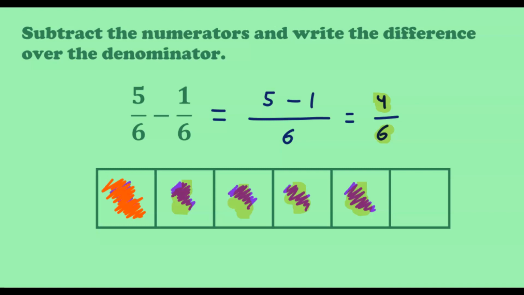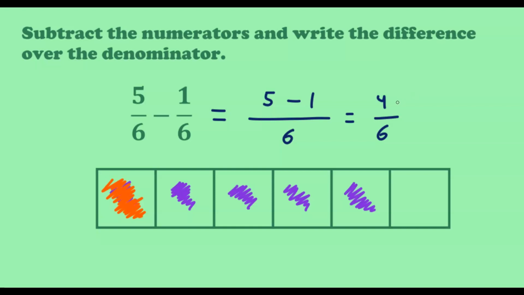So whenever we want to subtract two fractions with the same denominator, all we need to do is subtract the numerators and then write that difference over the denominator. Now, after we do this, we can simplify the fraction if necessary. So the fraction we have obtained is 4 over 6. And note that the greatest common factor of 4 and 6 is 2.